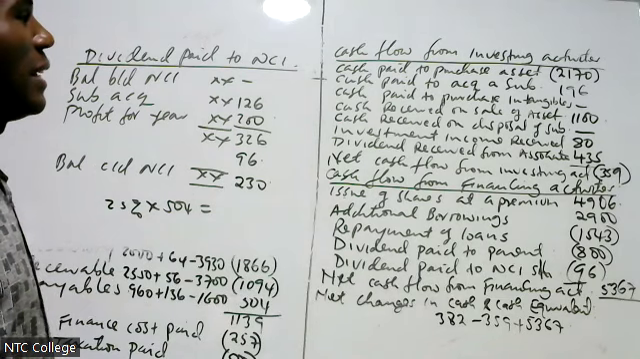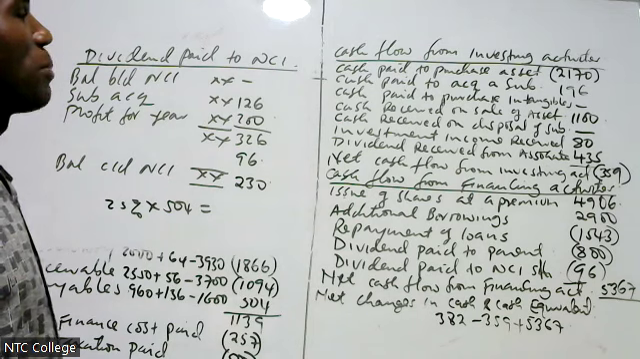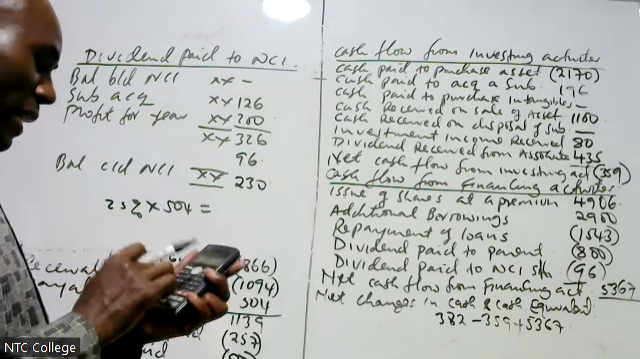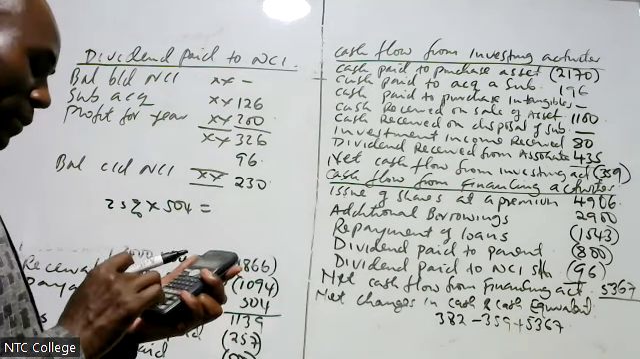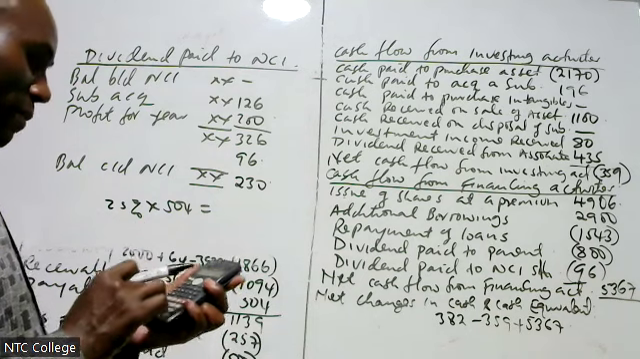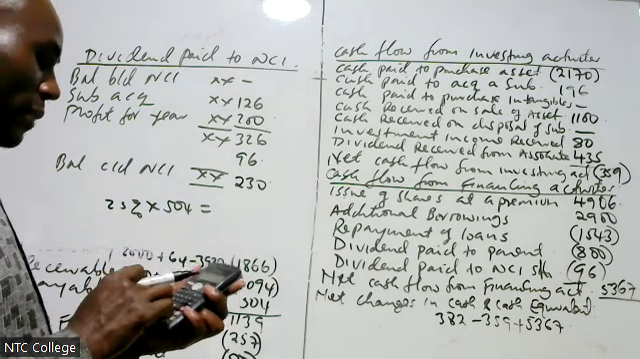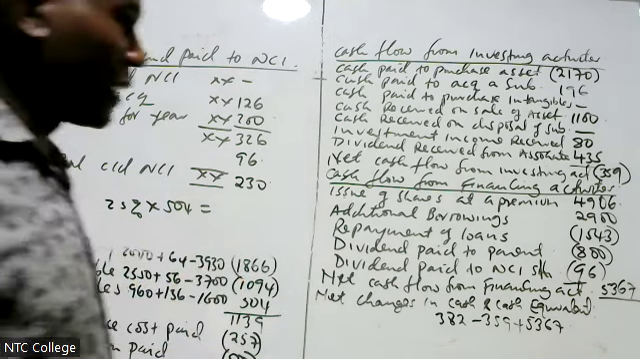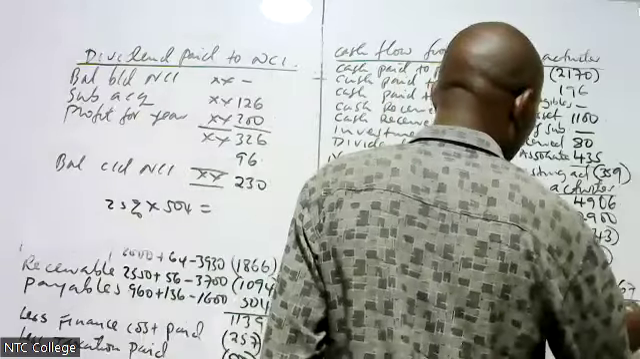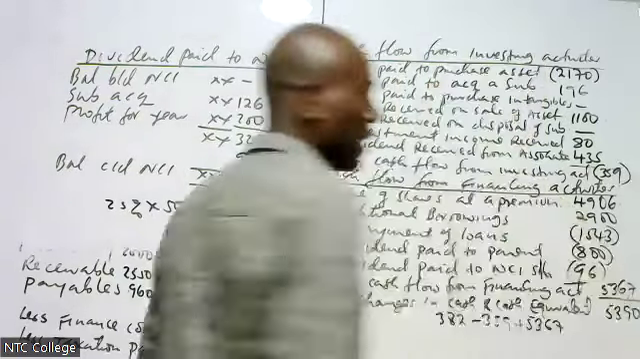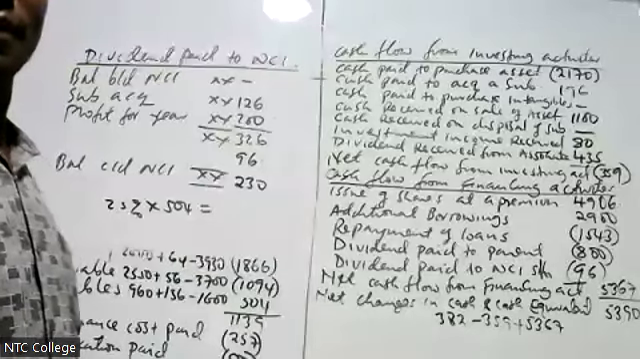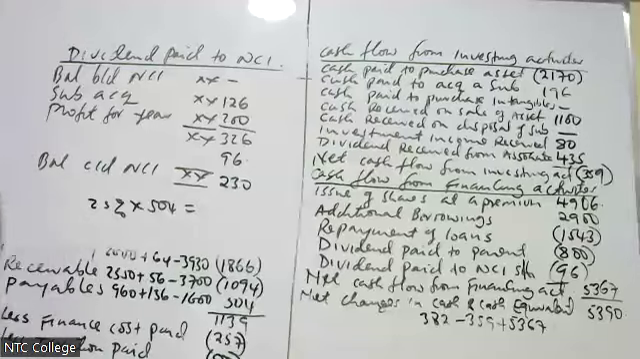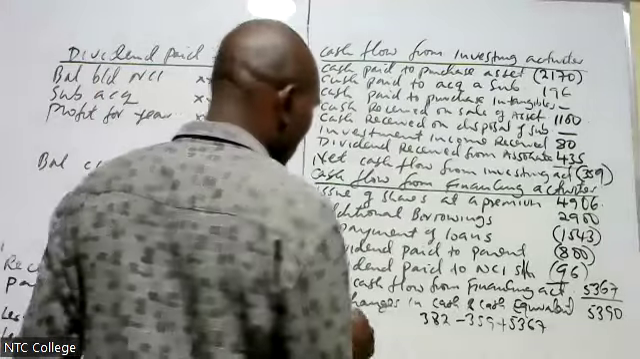359 was negative because we had paid cash to purchase assets. It was negative, therefore I will take 382 minus 359 plus 53.67. I get 5390.